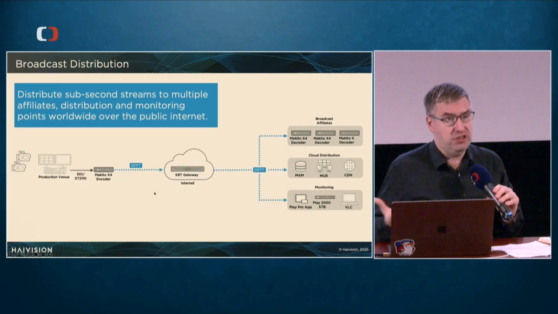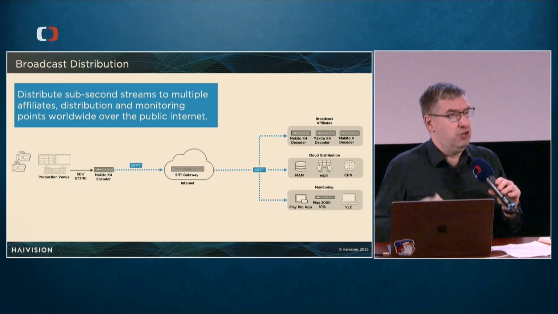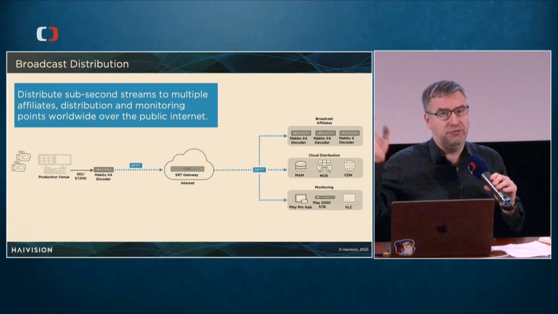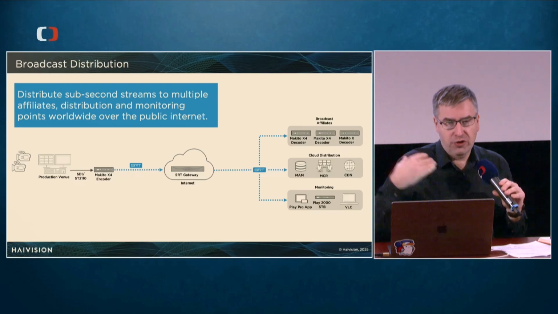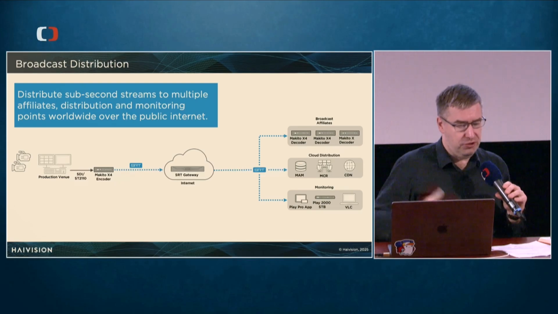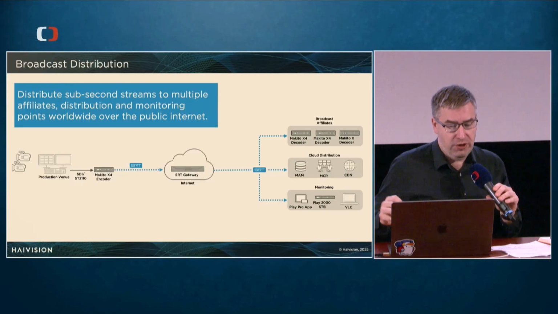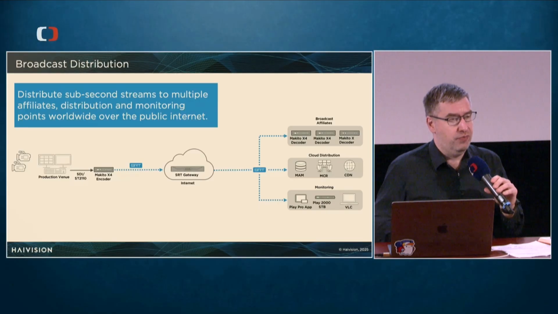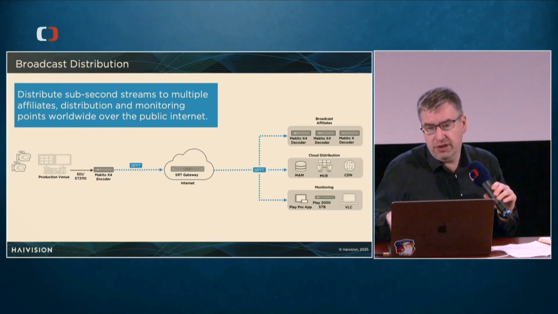And the most common example with the SRT gateway is then a broadcast distribution. So I need to distribute my program feed for 20 affiliates all over the world. I need a place to do it. I need to control the encryption. I need to manage it. So this is also a really common use case that we are seeing here.